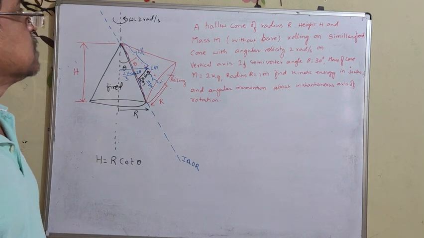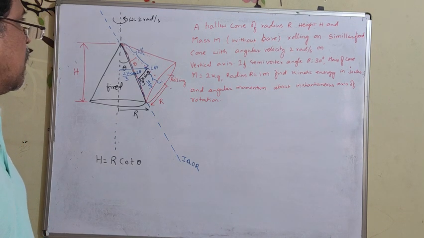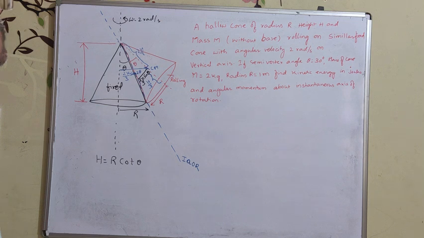We will solve one advanced problem in rolling motion. See the problem. A hollow cone of radius r and height h and mass m, which does not have the base, is rolling on a similar fixed cone with angular velocity 2 radian per second about a vertical axis.